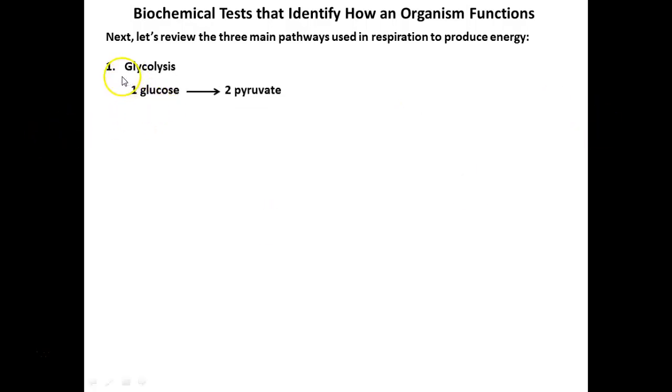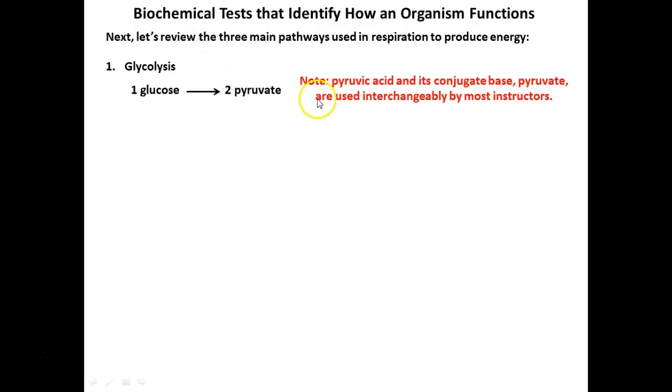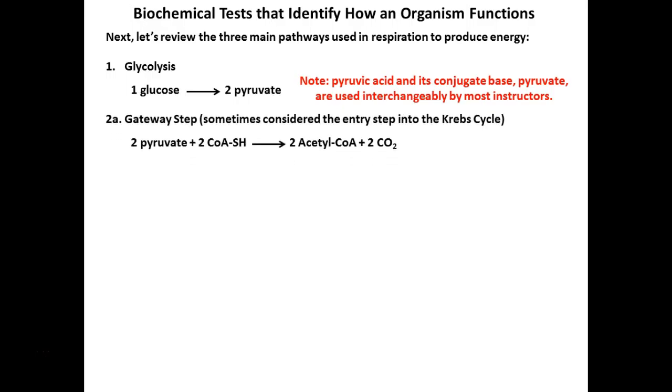Very important. So glycolysis breaks glucose down to 2 pyruvate, or pyruvic acid. These are similar molecules, and most of us use the names interchangeably. We're not going to get into the big chemical differences; keep it simplistic. Then there's a conversion step, or a gateway step, where the pyruvate combines with coenzyme A to form two acetyl-CoAs, which actually enter into the Krebs cycle.